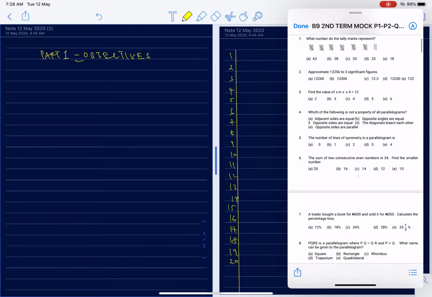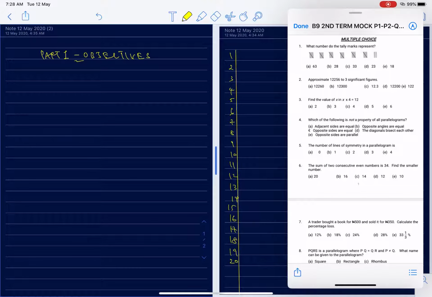Yeah, so today we're reviewing a JSS3 mock examination. You can see the questions on the right, and I'll be solving them here on the left. So there are two notes actually.